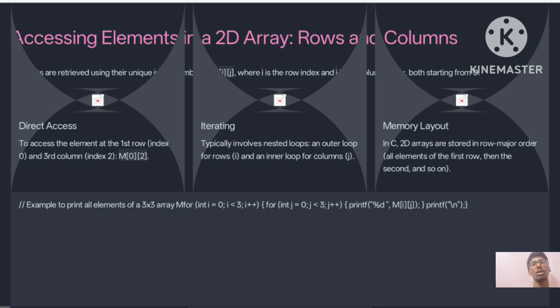Memory layouts. In C, 2D arrays are stored in row major order: all the elements of the first row, then the second, and so on. An example is shown.